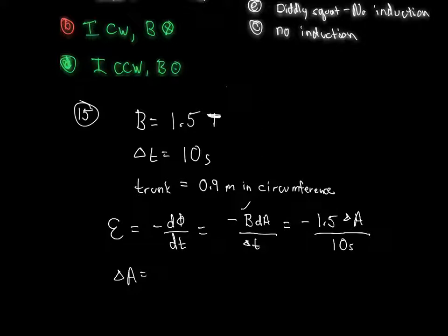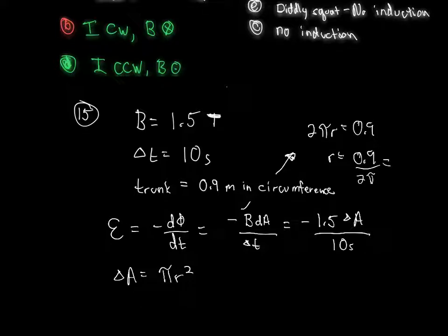And then plug that into the area. What's the area? Pi r squared. So I have to find the radius. How do I find the radius from circumference? C equals 2 pi r equals 0.9. So r equals 0.9 divided by 2 pi. Somebody take out a calculator and tell me what that is. 0.143. 0.14? Okay.